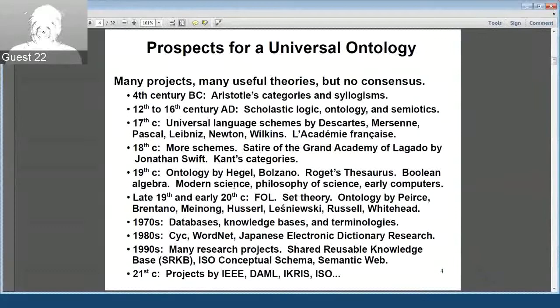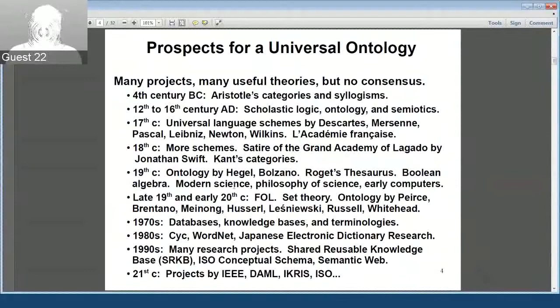And around the 17th century, new schemes were being developed by Descartes, Mersenne, Pascal, Leibniz, Newton, John Wilkins, and L'Académie Française. A lot of different versions were debated and developed around the 17th century, at the same time that our modern versions of the world views have been developing.